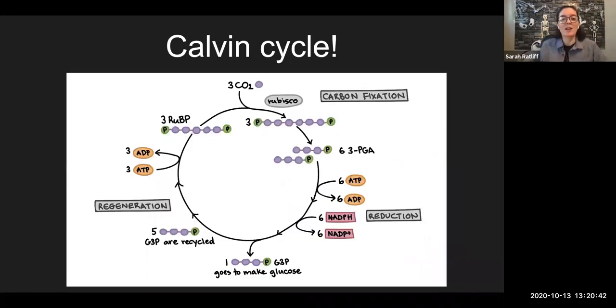So here's the overview. Again, we have 3 carbon dioxide from the atmosphere coming in, bonding with that RuBP in the Rubisco enzyme. Then that Rubisco is also going to break it in half, giving us our 3-PGAs. We're going to use ATP and NADPH as energy to rearrange those PGA molecules into G3Ps. 1 of those G3Ps is leaving to make glucose. 5 of those G3Ps are being recycled back into the Calvin cycle. We need to rearrange them so we can turn them back into RuBPs. To do that, we need to use energy or ATP.